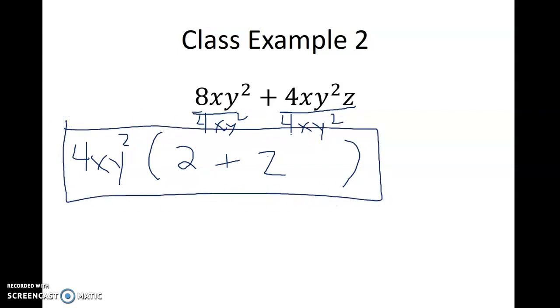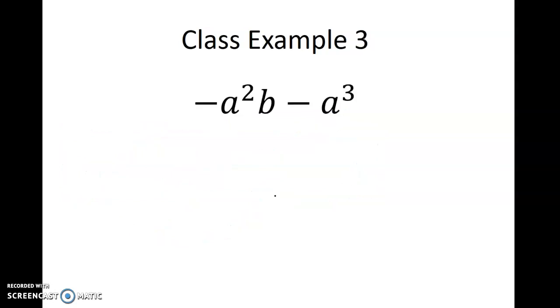And if you see, if we were to multiply this back, 4xy squared times 2 is 8xy squared. And then 4xy squared times z is 4xy squared z. So the distributing part is the check. What I just put a box around is the answer. Let's look at another one together.